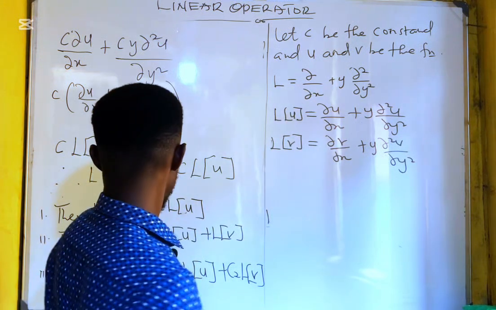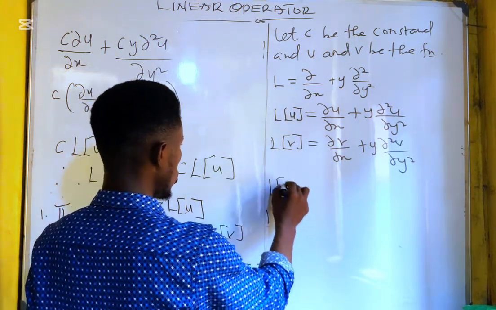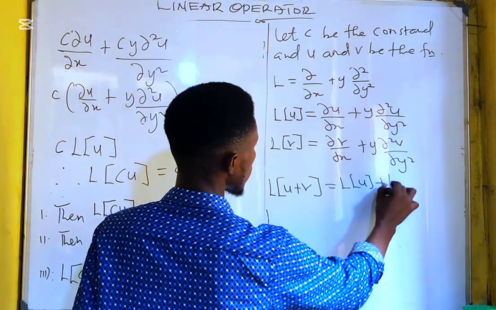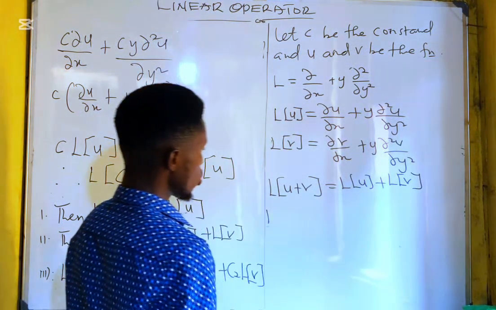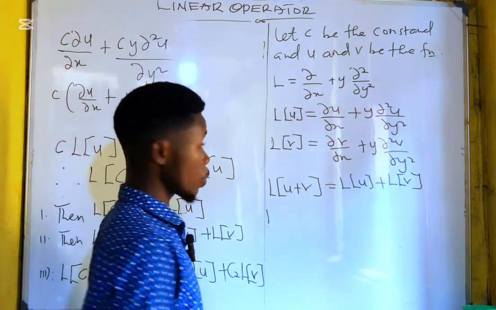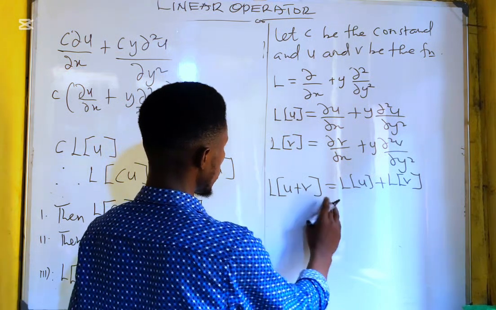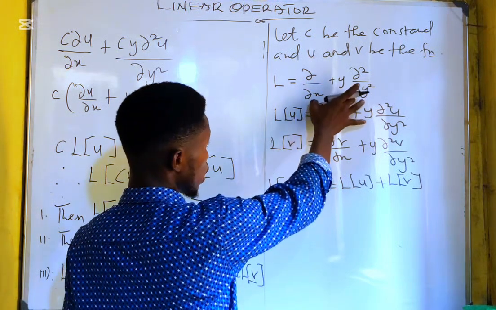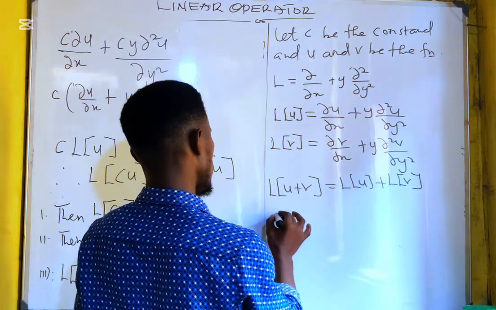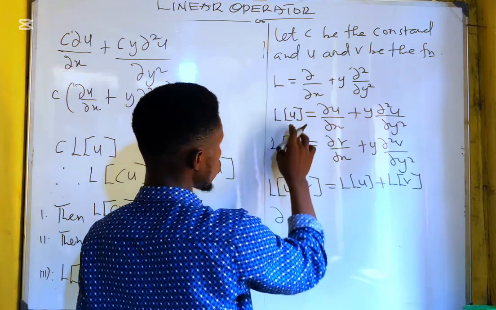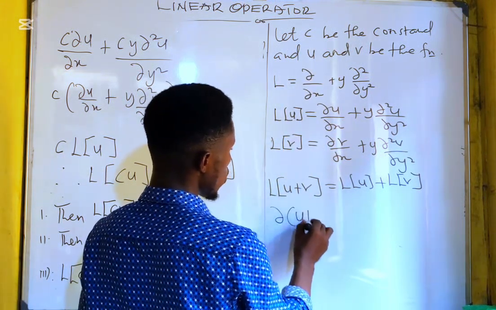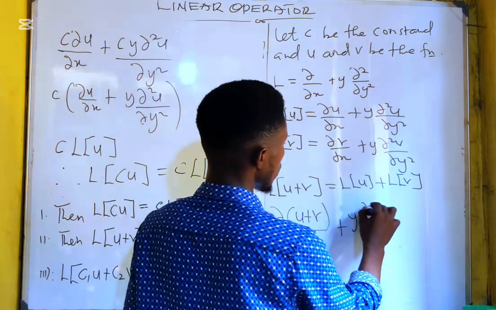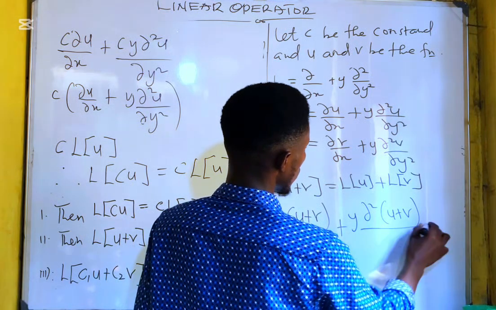Now, looking at this, the law is saying that L(u+v) should give us Lu plus Lv. So we are going to prove this. If you get this, then that is correct. So first thing, the whole of this one, per the operator given, you are going to have ∂ of u plus v all divided by ∂x, and here y ∂² of u plus v, all divided by ∂y squared.